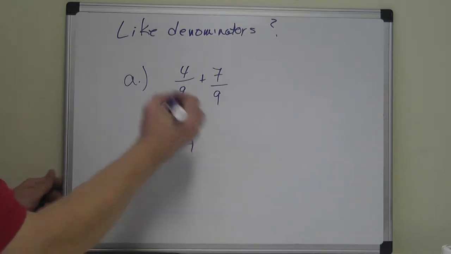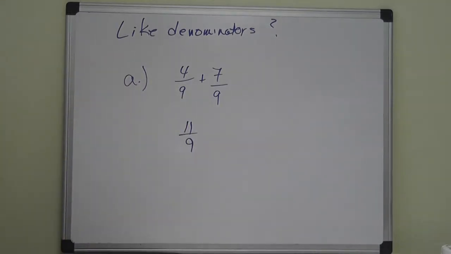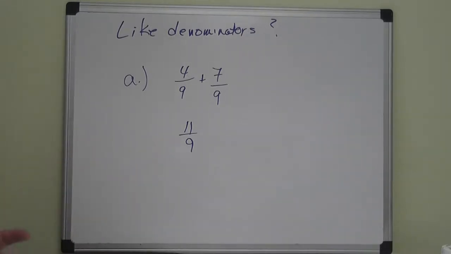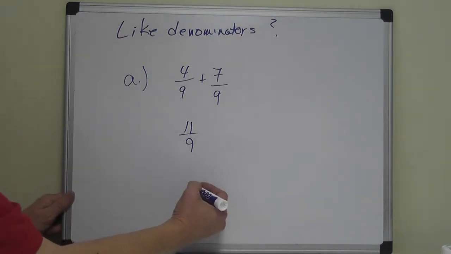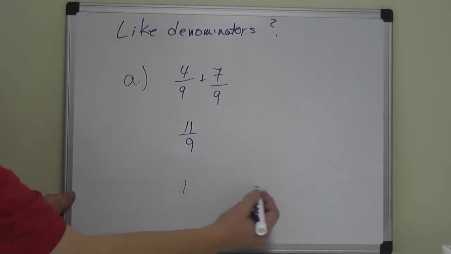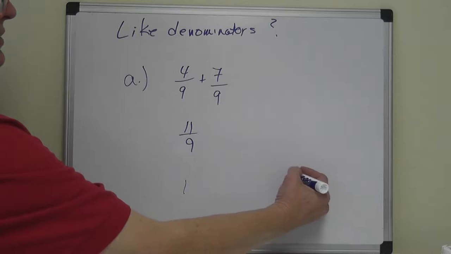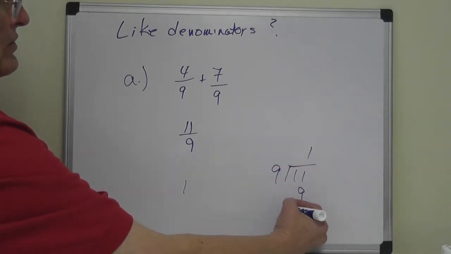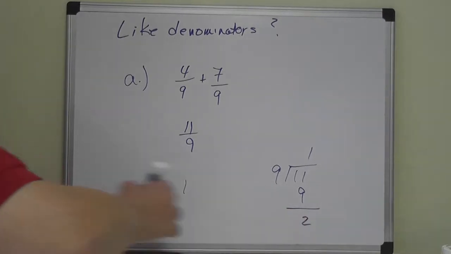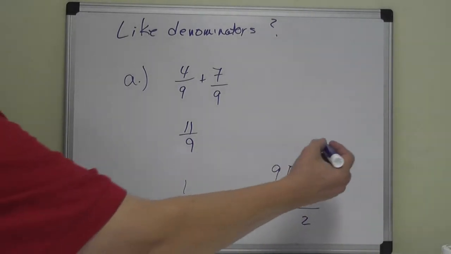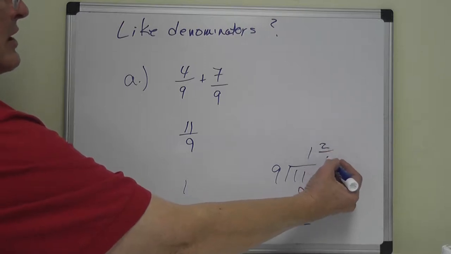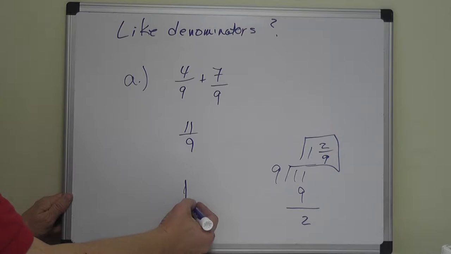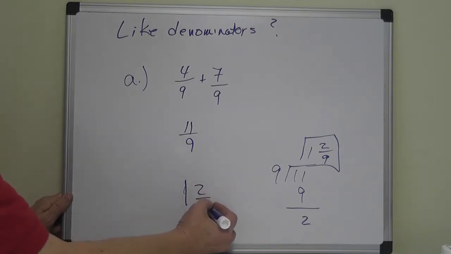Now, our text here says to go ahead and change this improper fraction to a mixed number. How do you change to a mixed number? You divide the numerator by the denominator, and you take your remainder. That remainder becomes the numerator of the fraction, and the divisor is your denominator. So you end up with 1 2/9.